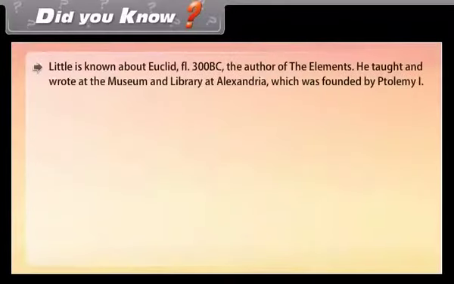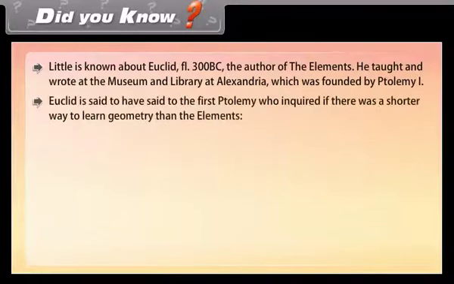Did you know? Little is known about Euclid, the author of the Elements. He taught and wrote at the museum and library at Alexandria, which was founded by Ptolemy I. Euclid is said to have said to the first Ptolemy, who inquired if there was a shorter way to learn geometry than the Elements.